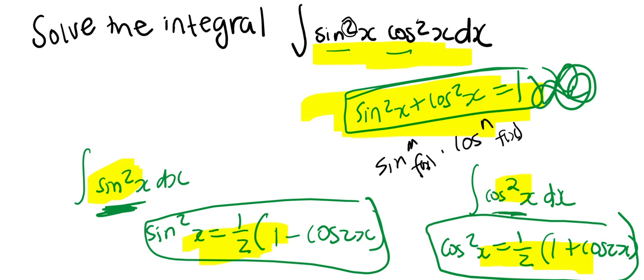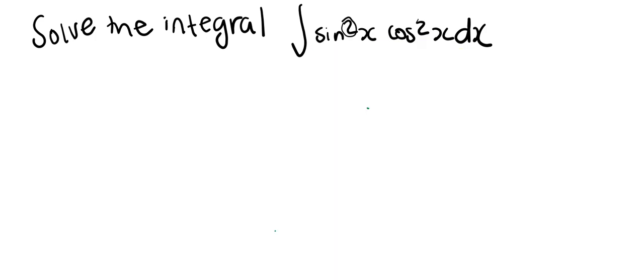So now let's start. Let me just erase so that we can start. Now they say solve the integral of sine squared x cos squared x dx. Remember I said because it's a product, you'll use the identity sine squared x plus cos squared x is equal to 1. It doesn't matter because both powers are even, meaning both powers can be divided by 2 and leave no remainder. So you can choose which one to replace with the identity.